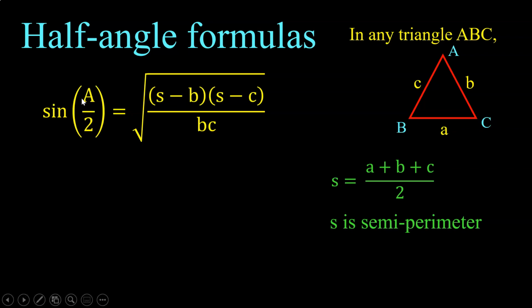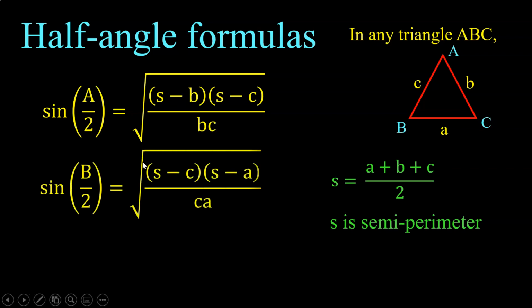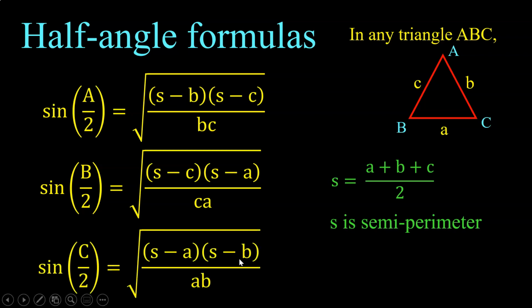So when we have angle A over here, the side opposite to vertex A is small a, we have the remaining two sides here, (S minus B) into (S minus C) upon BC. Similarly, sin B by 2 is going to be (S minus C) into (S minus A) upon CA, and sin C by 2 is going to be (S minus A) into (S minus B) upon AB, right? So easy to remember, whichever vertex or angle is there, the other two sides will be coming here.